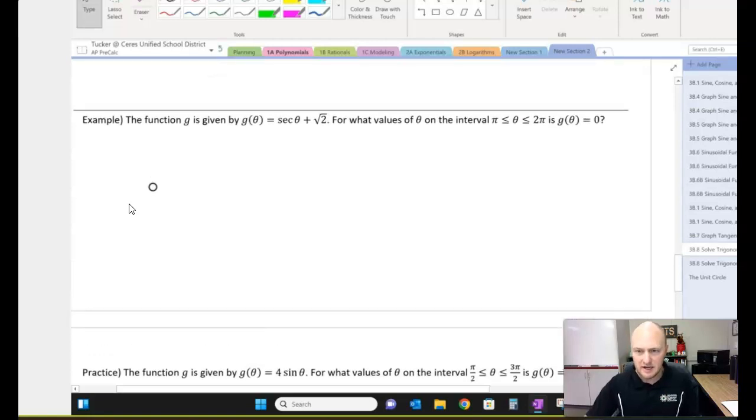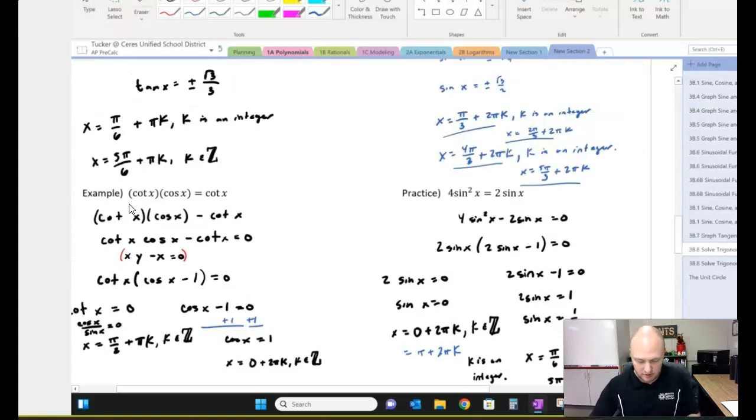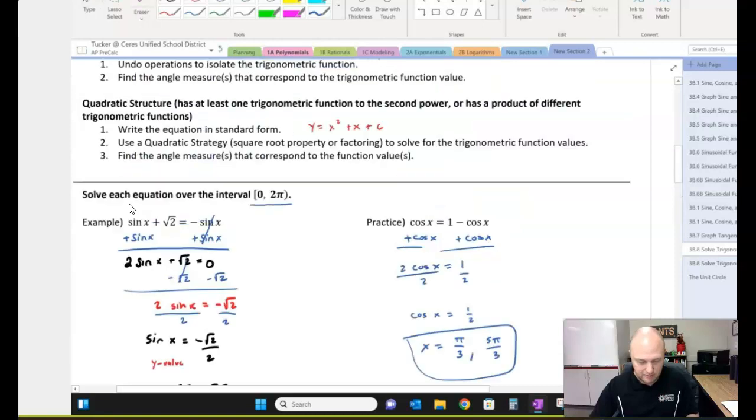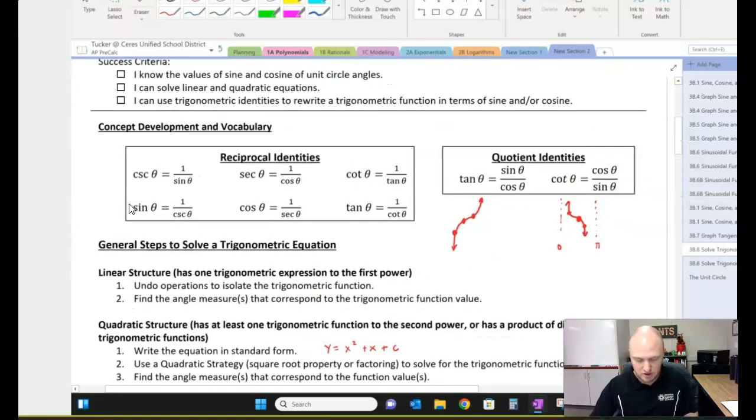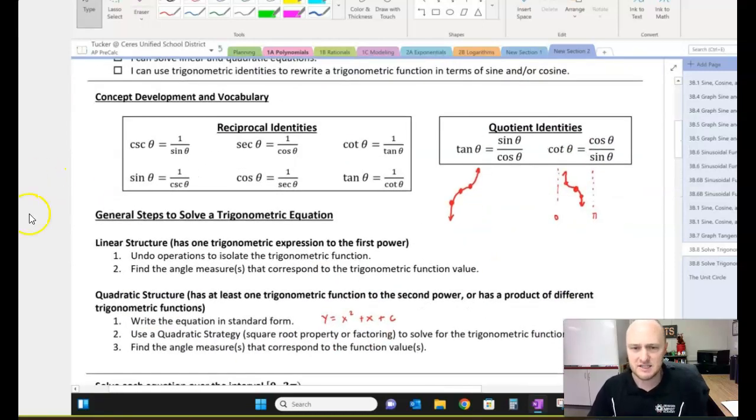that we have here. And these examples are really going to tap into, at least the first one, your knowledge of reciprocal identities. We're going to rewrite. If we're ever posed with an equation where we have cosecant or secant, we must rewrite these in terms of sine and cosine to utilize our knowledge of the unit circle.